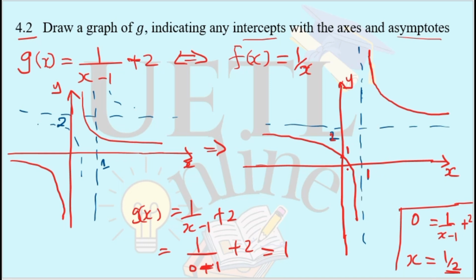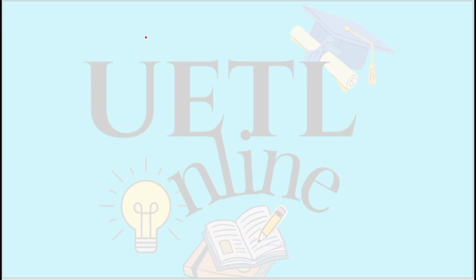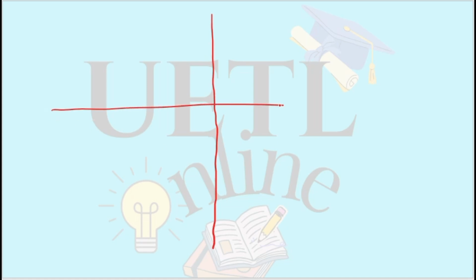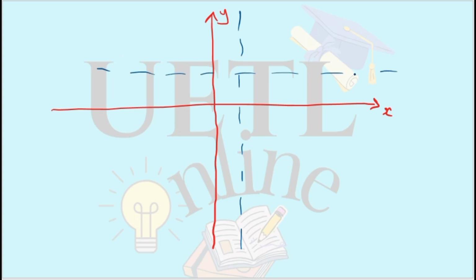Now let's draw our equation on a bigger scale. Our graph becomes like this. This one is the y-axis, and this one is the x-axis. Let's say y, let's say x. Now let me mark our asymptotes. This becomes 1, and 2. And our graph goes like this.